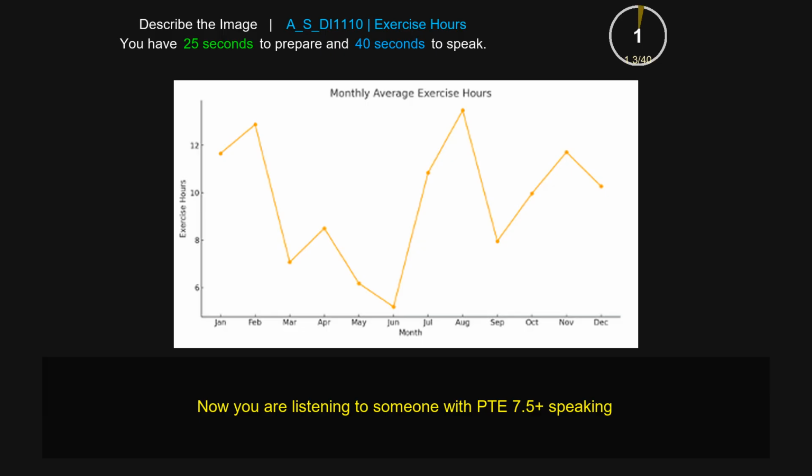The image provided is a line graph that gives information about monthly average exercise hours. While the x-axis talks about months from January to December, the y-axis talks about exercise hours from 0 to 12 hours. It is evident that the highest numbers were recorded for August, which was more than 12 hours. The lowest were recorded for June, which was around 0 hours. The second highest was recorded for February, which was around 12. Overall, this image illustrates monthly average exercise hours.